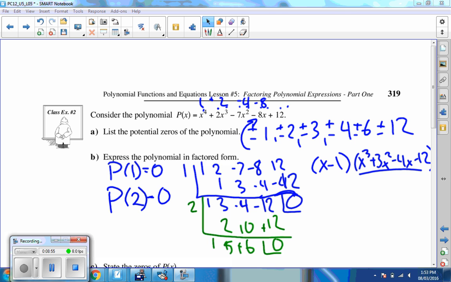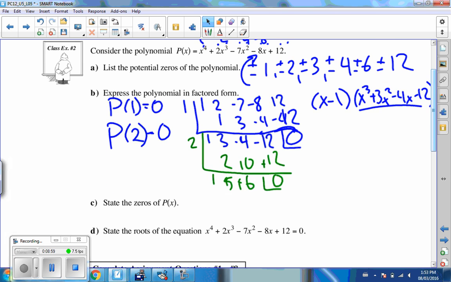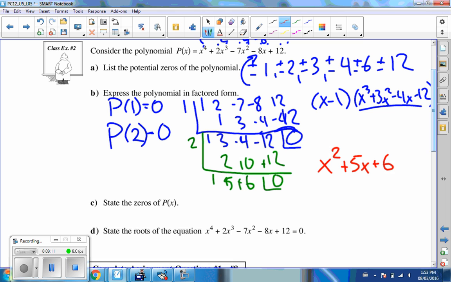Anyhow, I'm now down to a quadratic. If I really wanted to, I could synthetically divide this out as well. I would rather, at this point, just kick it into a quadratic and go based on my fantastic factoring skills that I acquired back in Algebra 1. 2 things multiply to 6, add to 5: x plus 2, x plus 3.